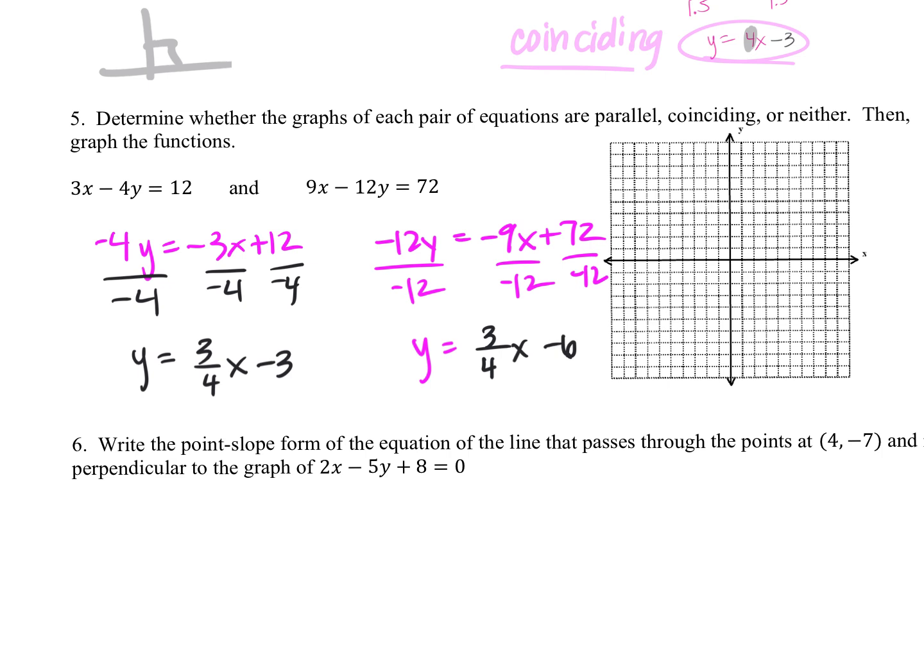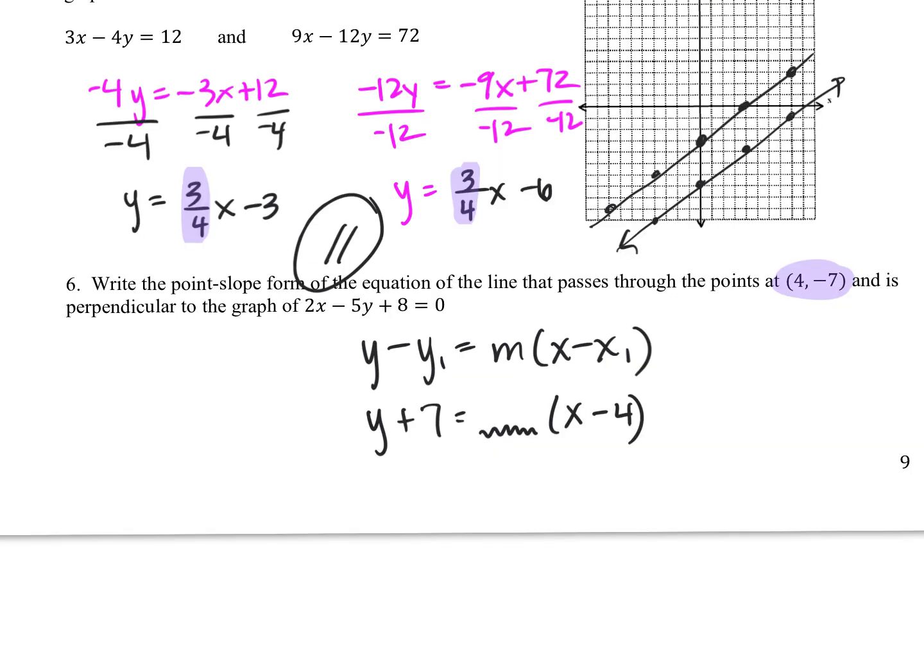So it said determine if they are parallel, coinciding, or neither. Then graph them. What do we think they're going to be, you guys? Parallel because we got 3/4 and 3/4. So I'm going to say parallel. Then I got to go graph them. So we just plugged in our point, and we will find that slope on Monday.